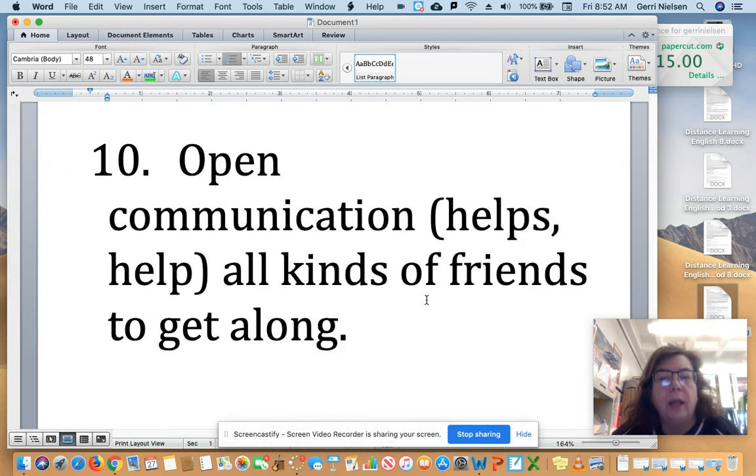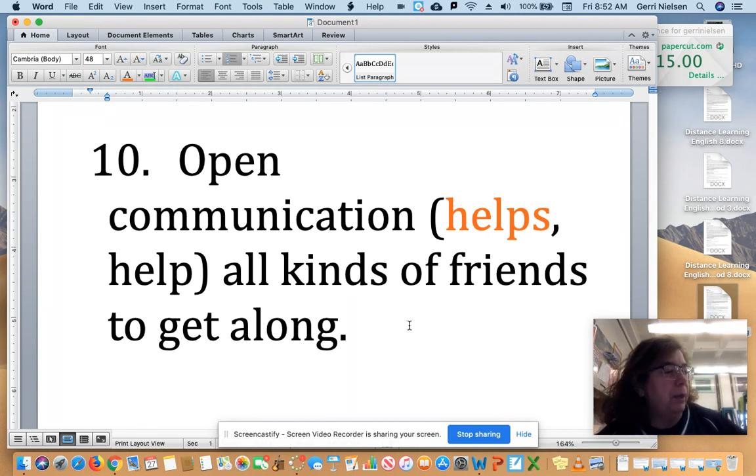Finally, last one for practice, number 10. Open communication helps or help all kinds of friends to get along. Helps and help is your choices for verbs. So who or what is it that helps or help? It's the open communication. Our main subject then is communication. That's a singular subject. It's a one thing. So it helps or it help. Singular subject needs a singular verb. That would be helps.